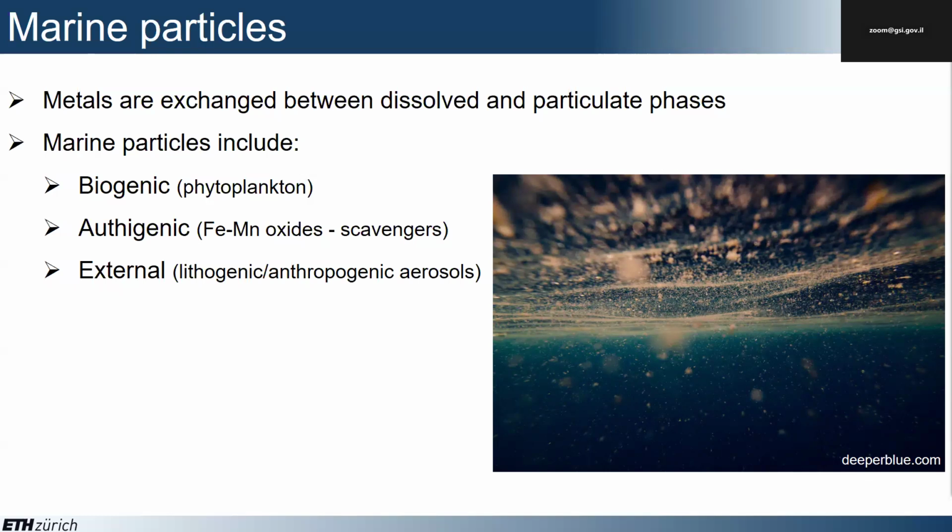The second type is orthogenic particles, and these mainly include iron and manganese oxyhydroxides. Orthogenic particles basically form in the water column from chemical processes, so they retain the composition of seawater. As these orthogenic particles form in the water column, they actively scavenge dissolved metals. So we say that manganese oxides are the most efficient scavengers of metals in the ocean. As these particles form, they actively take up dissolved metals. This can be zinc, nickel, iron, and others.